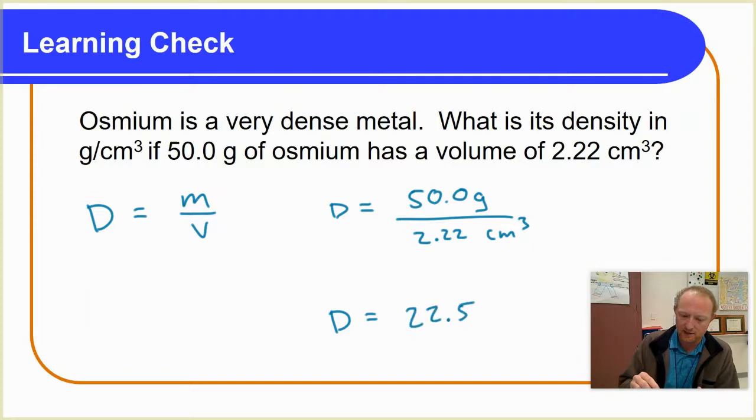Well, what's the unit on this number? Notice how the units never changed. The unit on a density is always a mass per volume. So we would just leave those units alone. So our correct answer is 22.5 grams per cubic centimeter.